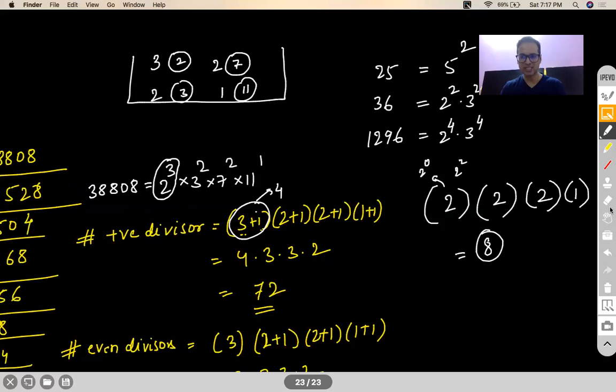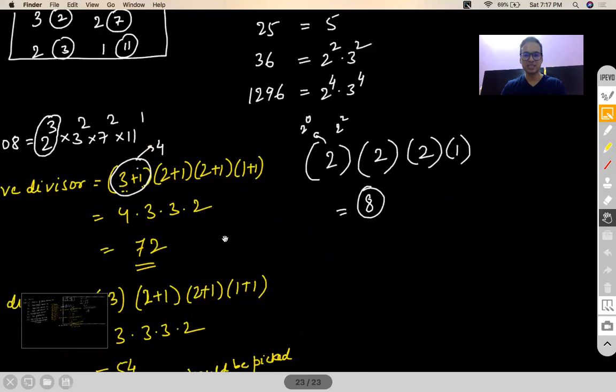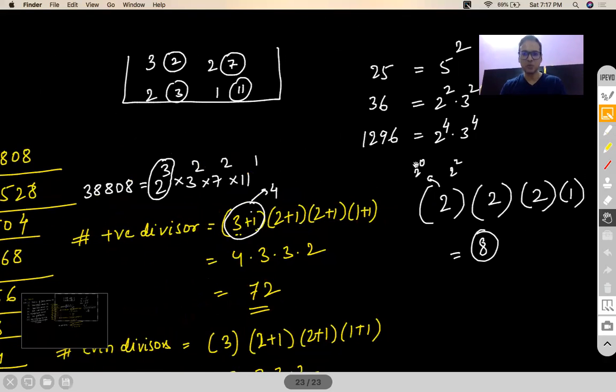Guys, try to understand here. Again, I am repeating it. If you want to make a perfect square factor, then whatever fruits you are picking up should be picked up an even number of times. So either you pick 0 or you pick 2 or you pick 4 or you pick 6 or you pick 8, like that. Correct? Now let us focus on 2.